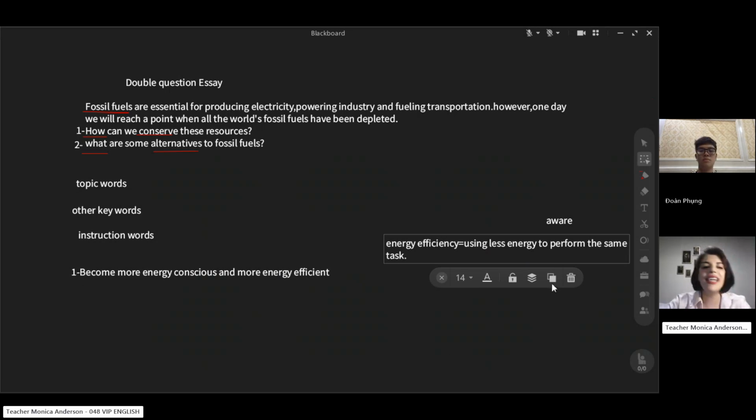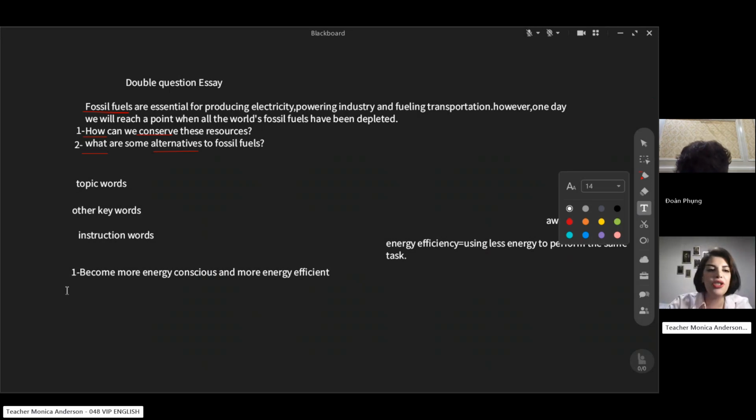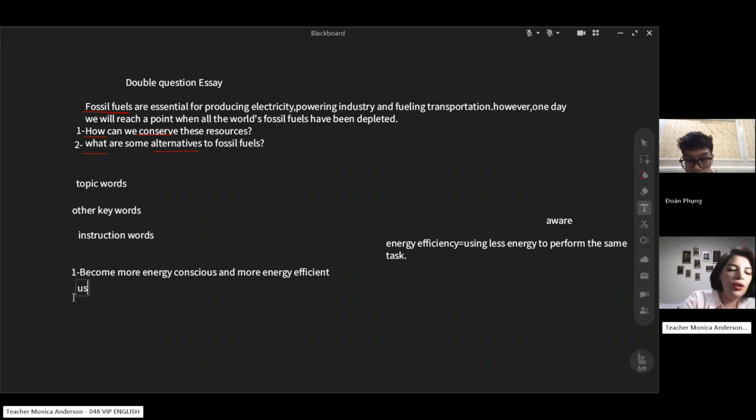Okay, you said use more renewable energy sources. So use more renewable energy sources, like, for example, solar panels. Yeah, solar panels. Okay, so this is the second one, I think.